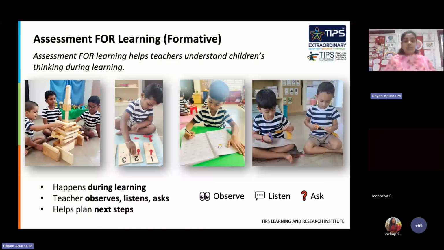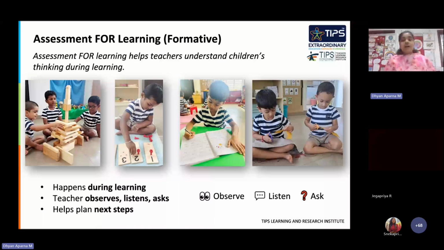Now, if we take a look at the second image where the child is working with the numbers, again here the learning is not whether the child is doing right or wrong. The learning is how the child is thinking, how the child is connecting the numbers to the quantities, and how confident the child is while working with the numbers.